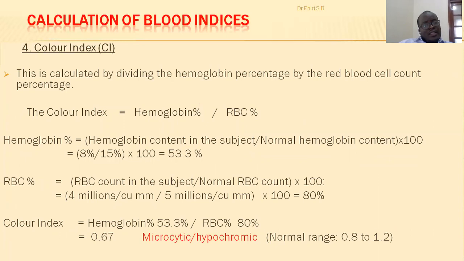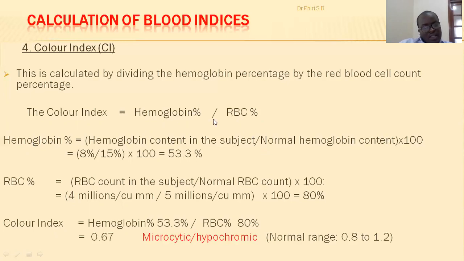This color index is calculated by dividing the hemoglobin percentage by the red cell count percentage. So the color index is equal to the hemoglobin percentage divided by the red cell percentage. So you need to calculate the hemoglobin percentage of your patient. How do you calculate it? It will be equal to the hemoglobin content in the subject or patient divided by the normal hemoglobin content, times 100%.